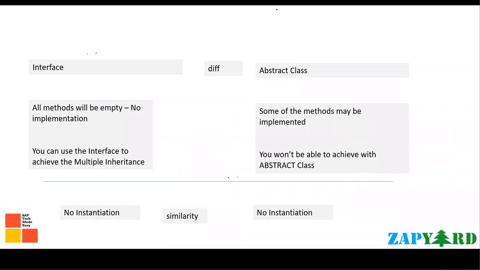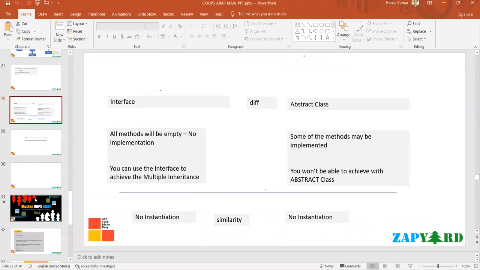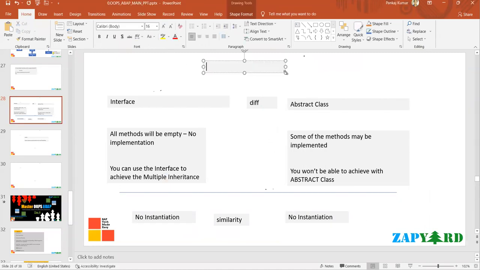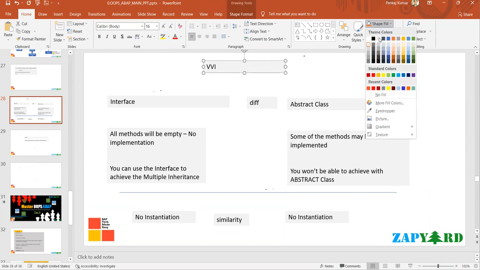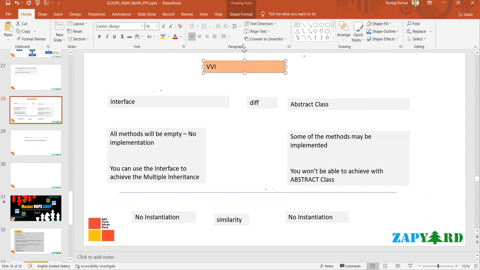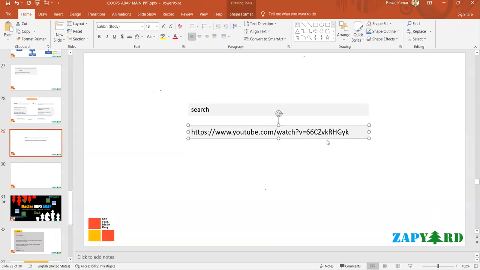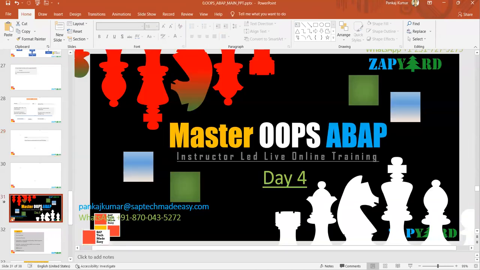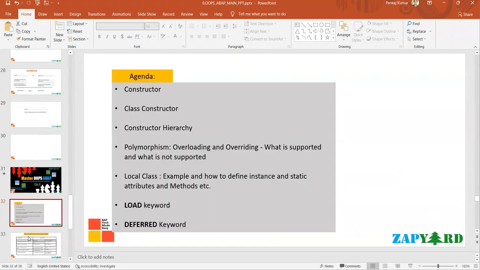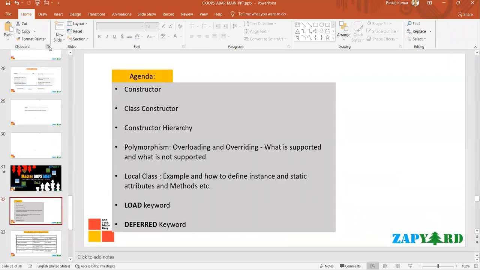Then we saw the difference between an interface and an abstract class. It is a very important interview question, and from the interview point of view you must know this difference. Last, I shared a link to a YouTube channel where you can go and watch the UML diagram. Right, now let's go and start with the constructor.